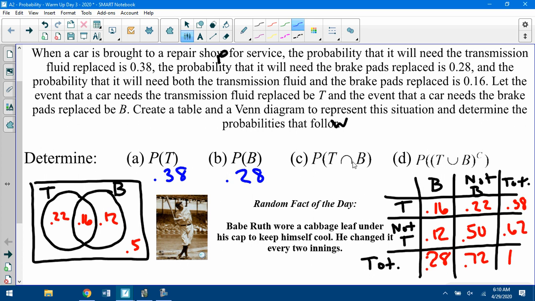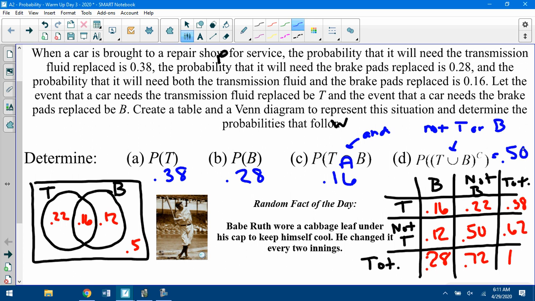What's this symbol mean? This means and, intersection. I almost think of it like I'm about to write an A, but I never wrote it. So remember that means and. So that's the middle. That's easy to see in the Venn diagram, but it's also easy to see here, T and B. And then what's this mean? Well, this means T or B, and that means not. So this means not T or B. So that would be what's outside the circles, 0.5, or not T, not B. Either way, it's 0.50.